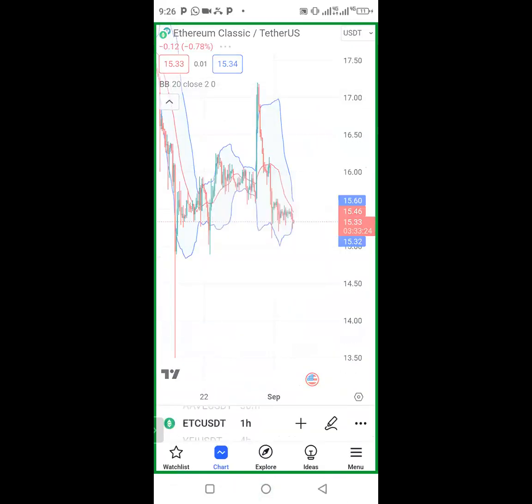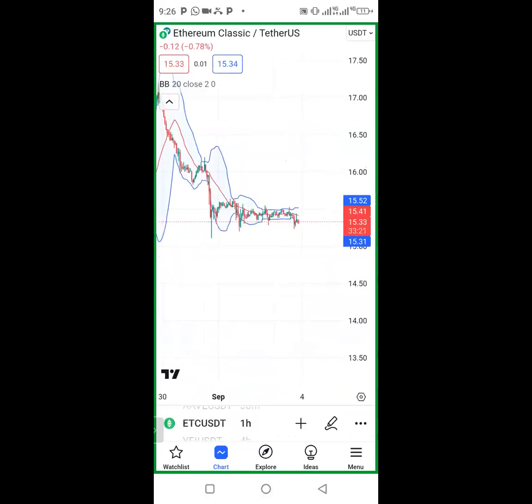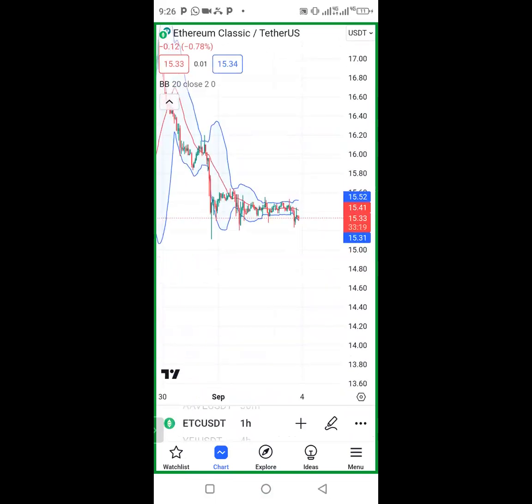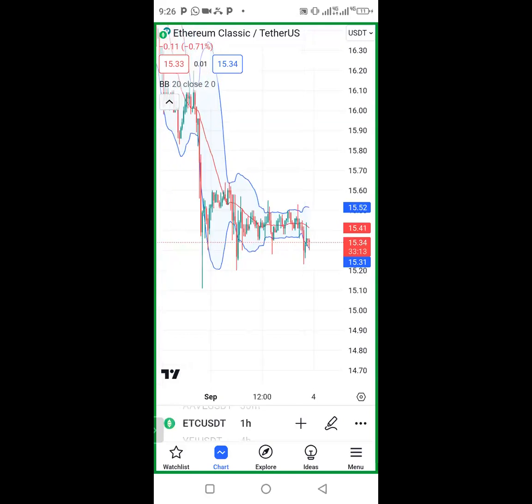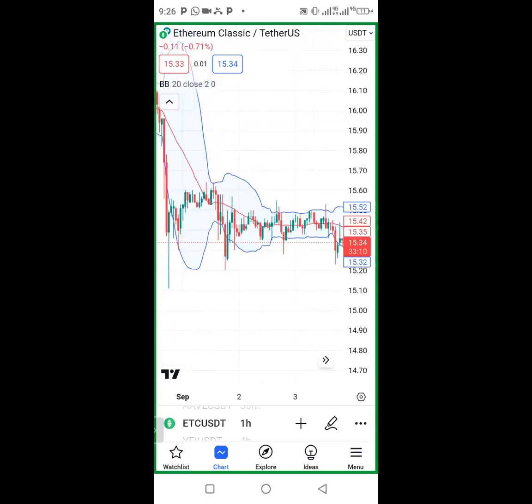ETC. Now look at ETC. Immediately I just see the EMA in a horizontal nature. You see it? Just for your information, those that are trading Acro, I will come back to Acro.